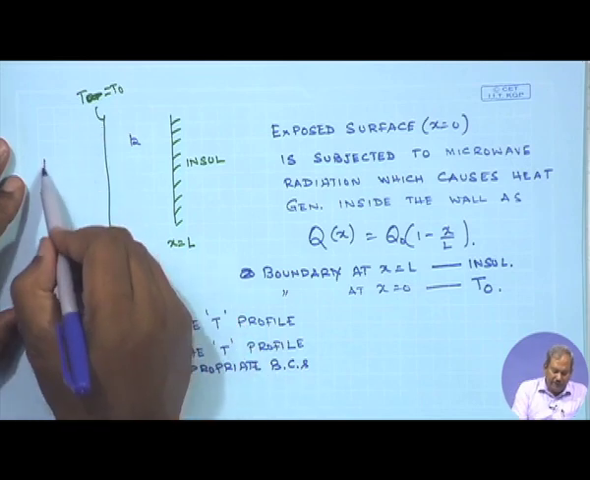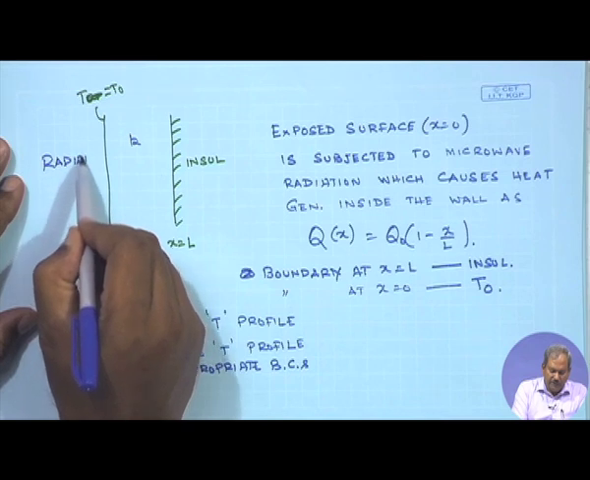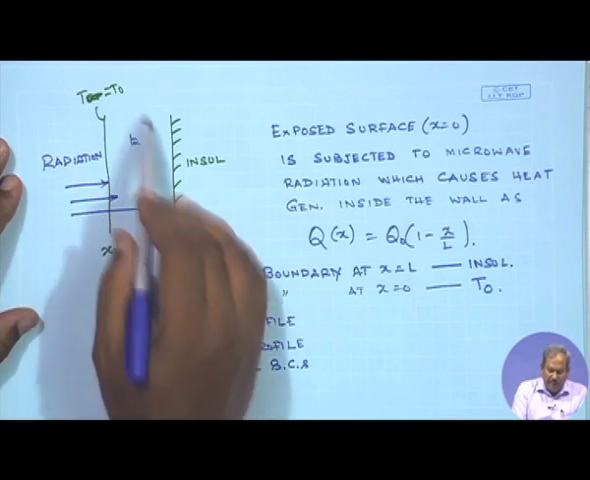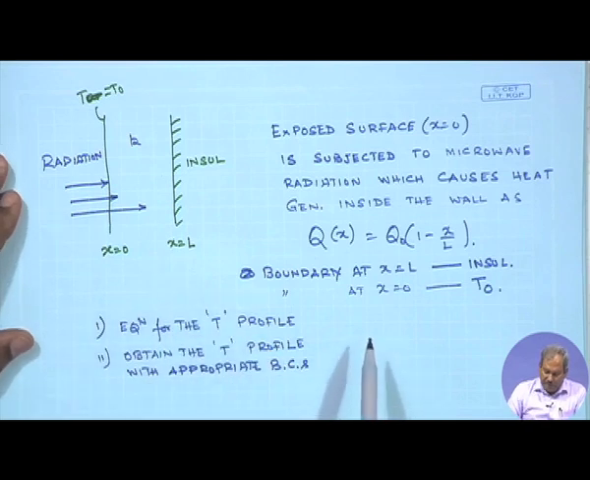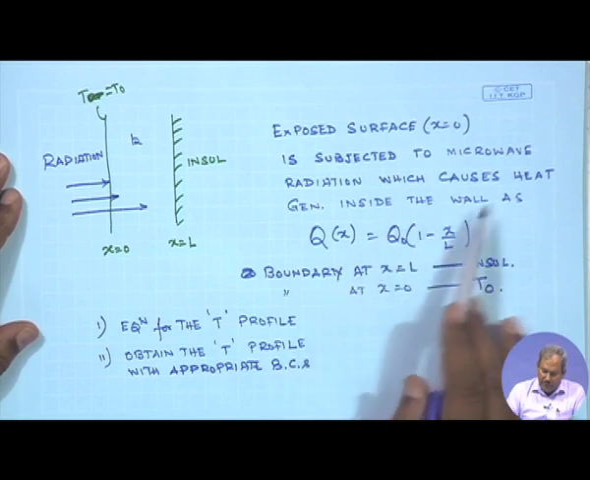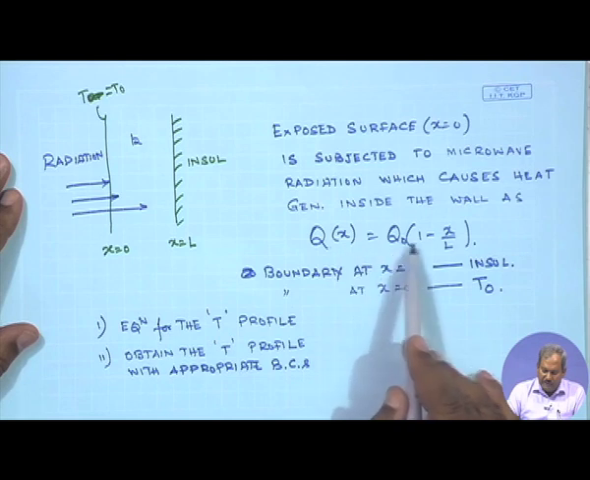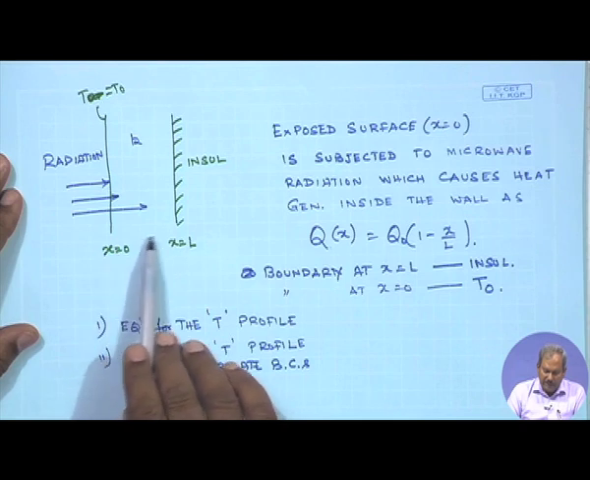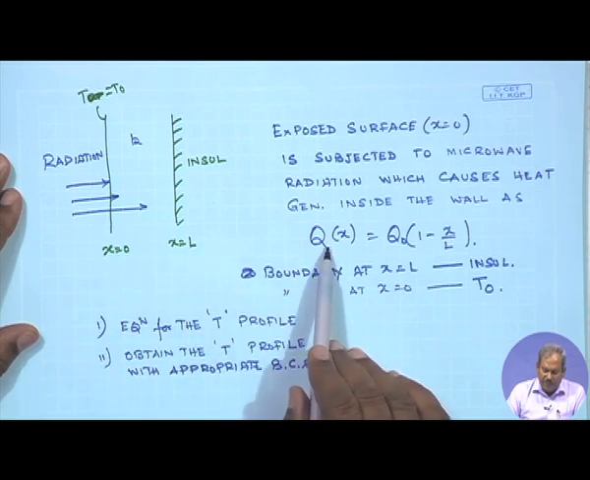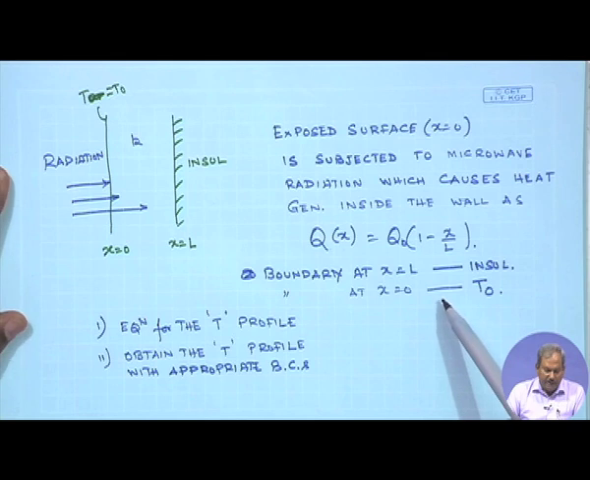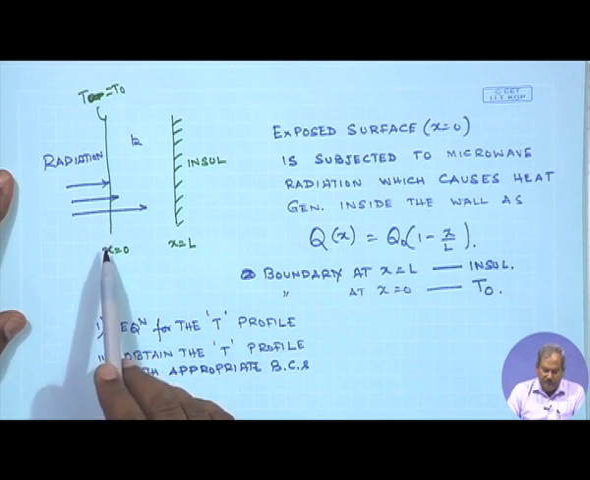to microwave radiation. So, you have radiation falling on it and getting absorbed inside the wall material, and the radiation causes the heat generation inside the wall as Q of x equals Q naught, which is a constant, times 1 minus x by L. So, as x increases, the amount of heat which is generated gets smaller and smaller. The boundary at x equals L is kept at insulated condition, and the boundary at x equals 0 is maintained at a temperature equal to T0.